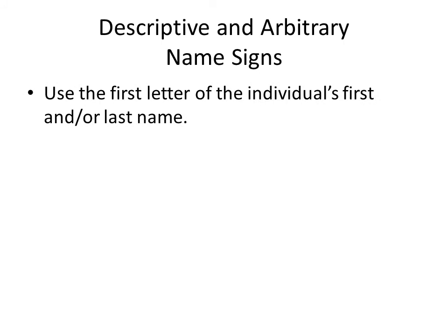Both descriptive and arbitrary name signs tend to incorporate the first letter of a person's first and or last name. To avoid confusion, name signs in general are not identical to already existing word signs, unless a person's name is also a common word. For example, an individual with the last name of Brown might be given the sign for the color brown as a name sign. However, deaf people tend to try to avoid giving name signs that can be easily misunderstood because they look like similar signs.